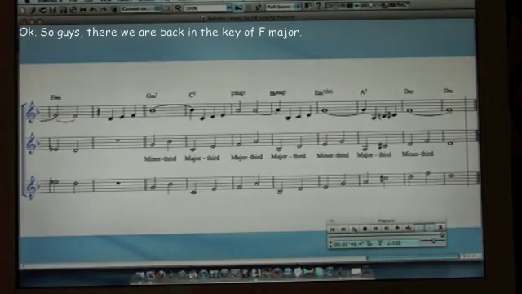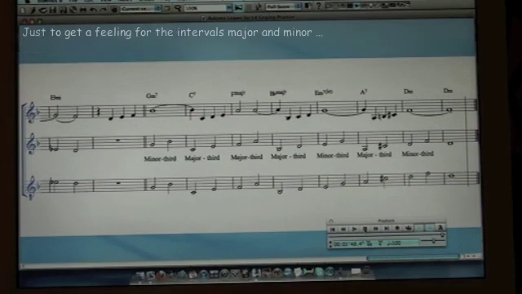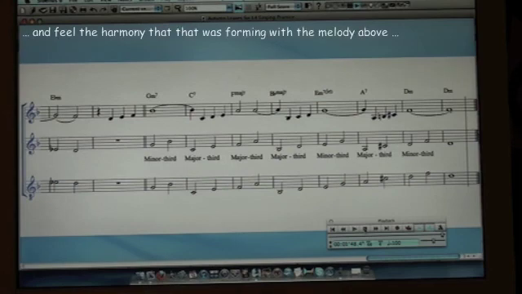Okay, so guys, there we are back in the key of F major. Of course, remember this was an exercise. You were just singing the root note, the one, in the chord, and the third note, just to get a feeling for the intervals, major and minor, and to feel the harmony that was forming with the melody above.